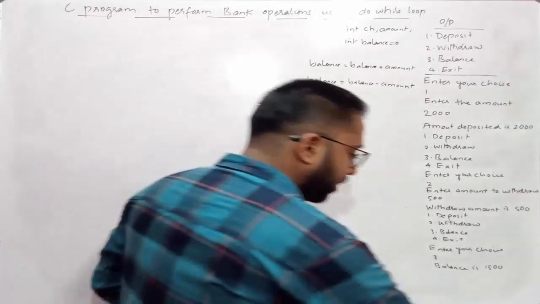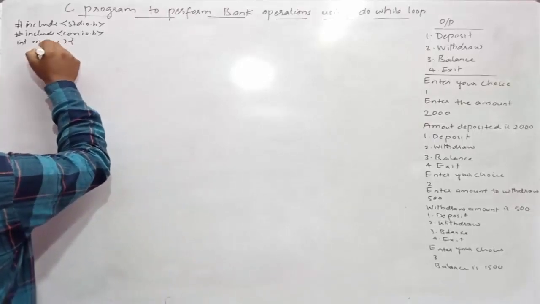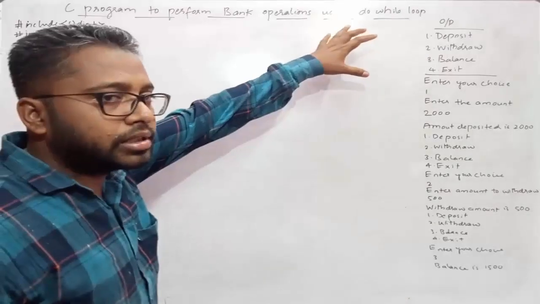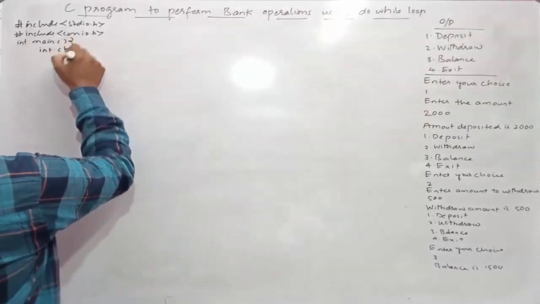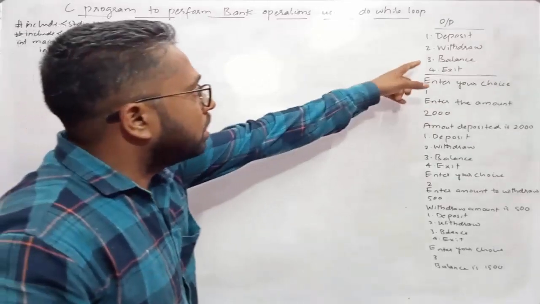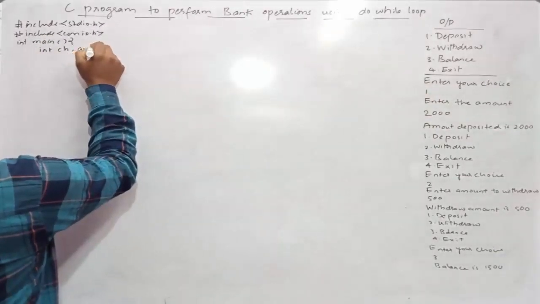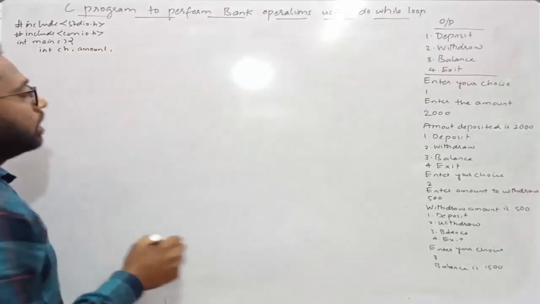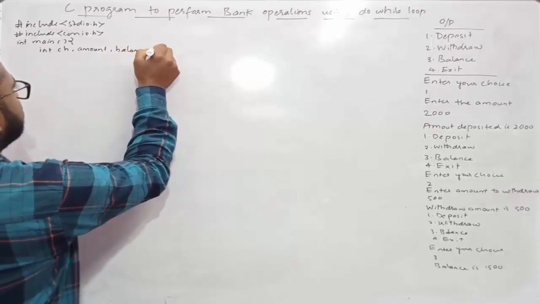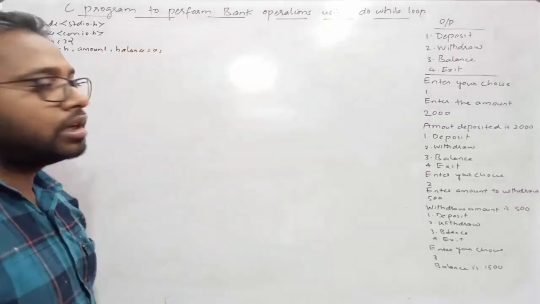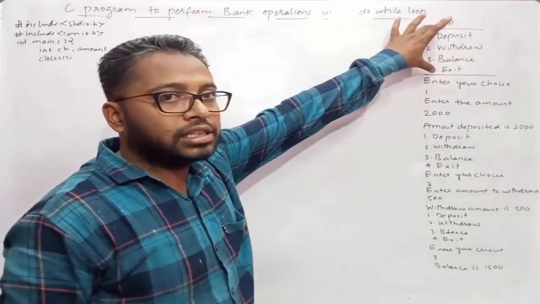So now let us start this program. Now I need to declare the variables. I had mentioned the variables here, so I will be using the same variable int choice to store the choice which the user is going to enter. Then I want another variable, let us say amount, and the next variable is balance equals 0. These are the three variables which we require. Next, now I need to design this menu.